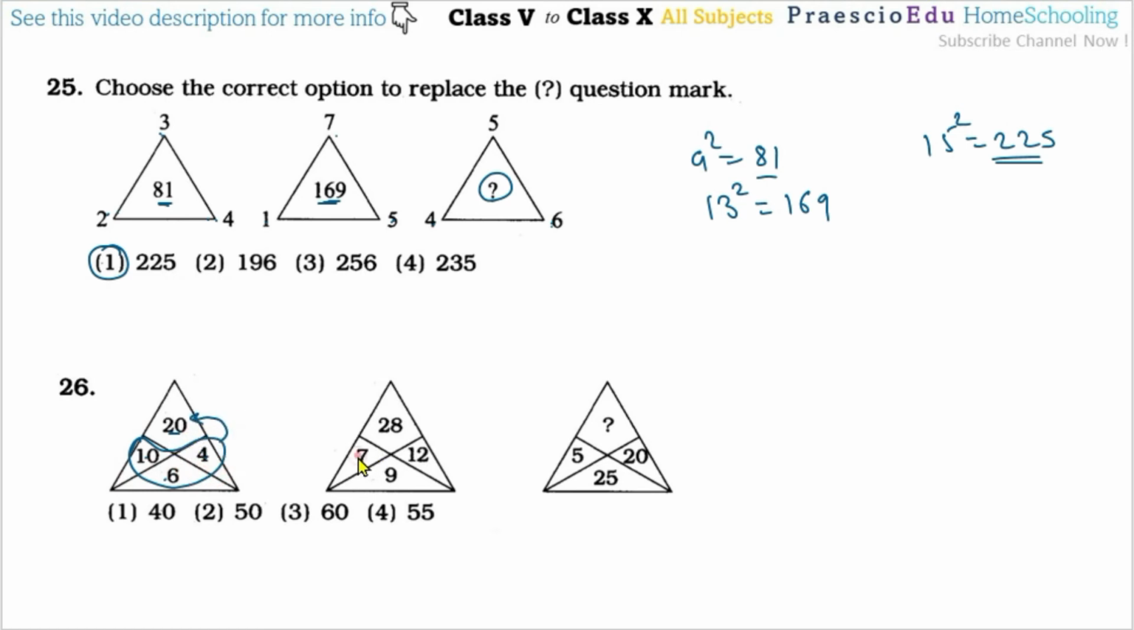Same here, 7 plus this 9, that is 16, 16 plus 12, that is 28. So the same rule we have to apply here. 5 plus 20 is 25, plus 25, so that is 50, and 50 can be replaced to this question mark, and 50 is present in option number 2.